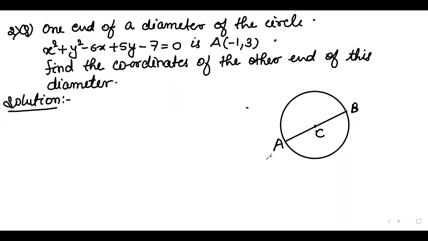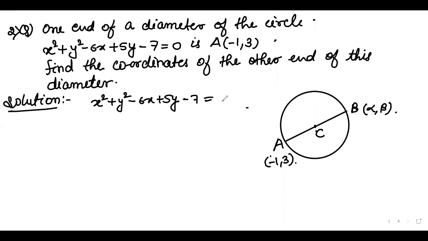Here point A is minus 1, 3. And C is the center and B is the point. I'm considering coordinates of B as alpha, beta. So I have to find out the coordinates of B, meaning the values of alpha and beta. This is the other end of the diameter. So the equation of the circle is x square plus y square minus 6x plus 5y minus 7 equals to 0.